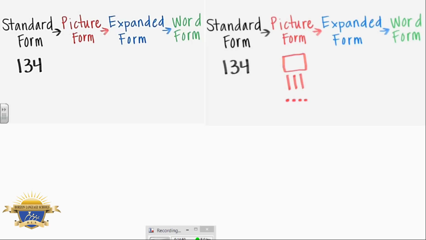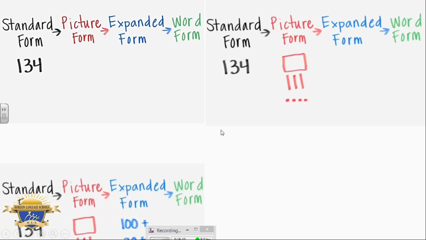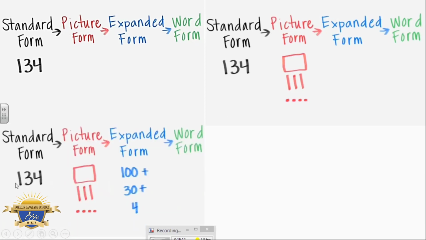Okay, the expanded form is the value of each number. We have 1 hundred, 3 tens, and 4 ones. The value of 1 in hundreds is 100. 3 in tens is 3 and 1, 0. 4 in ones is 4. I will write it as 100 plus 30 plus 4.